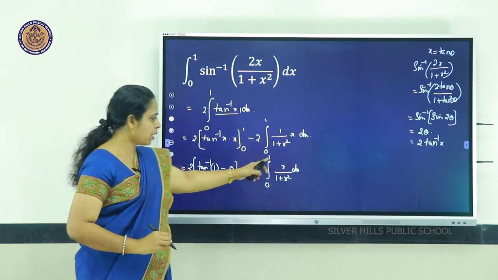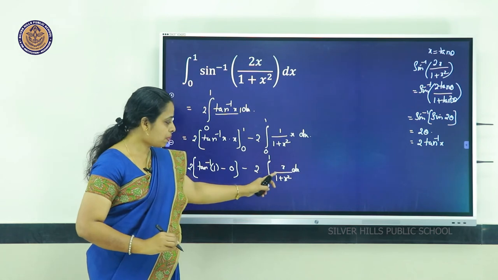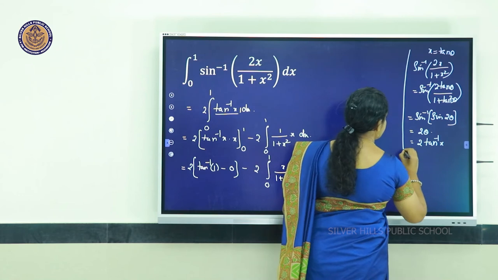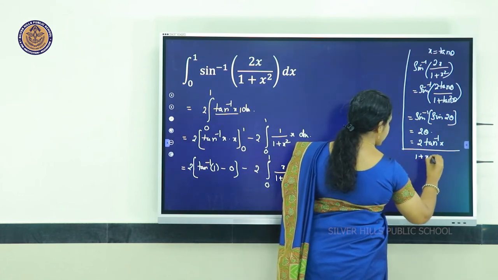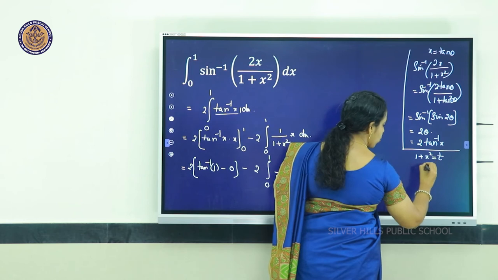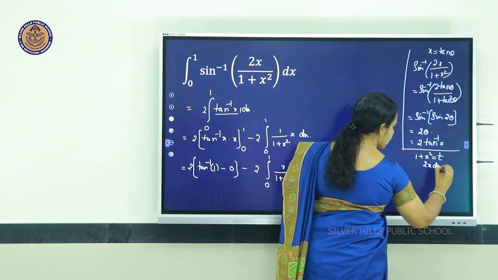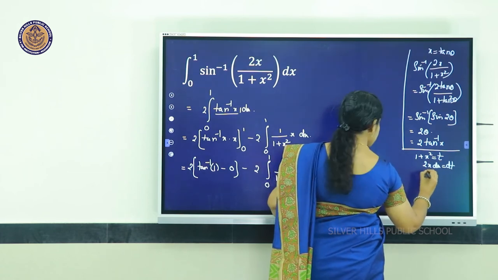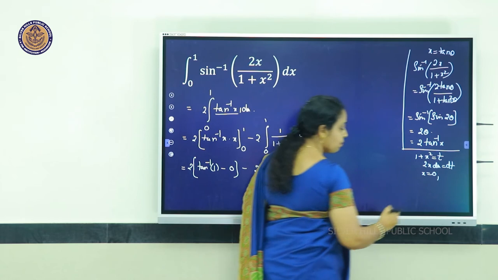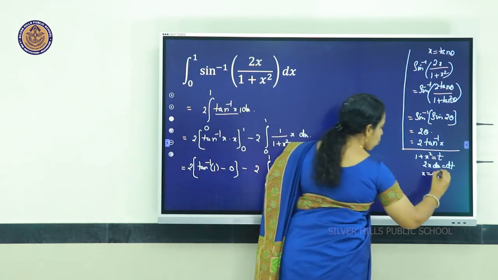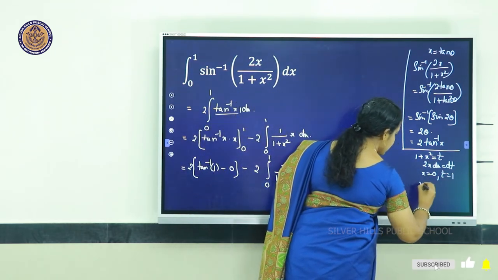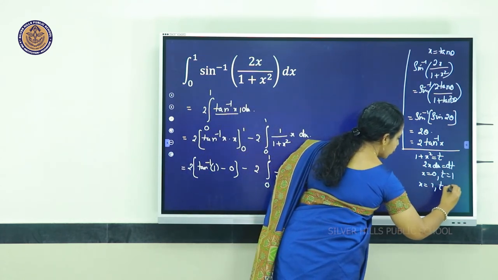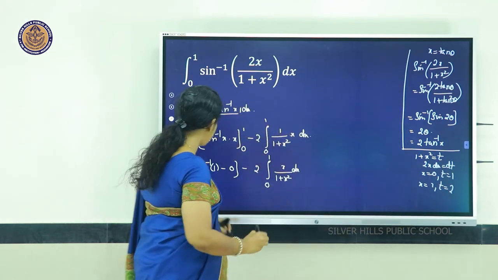How will we do this part? We have to give 1 plus x square equal to t as a substitution. So, 2x dx will be equal to dt. Now, when x is 0, the value of t will be 1. When x is 1, t will be 2.